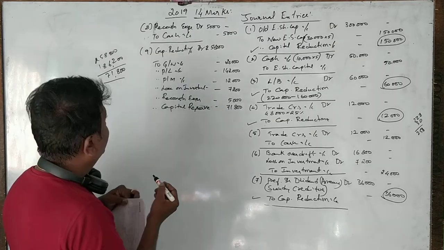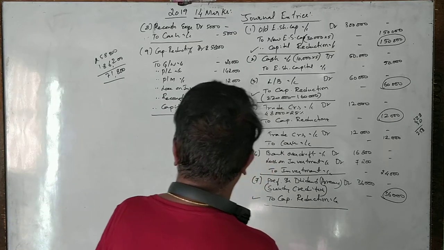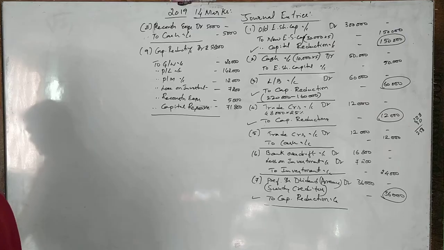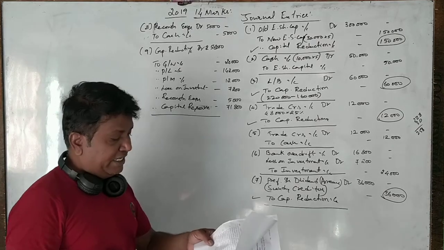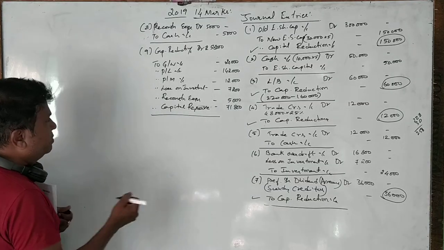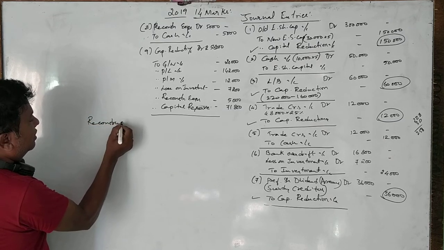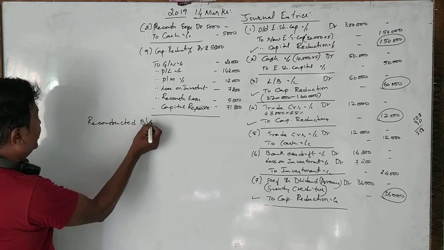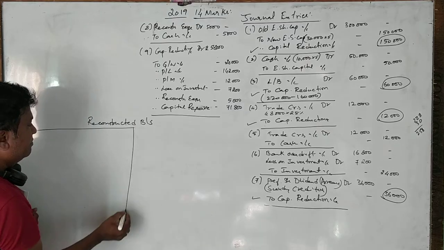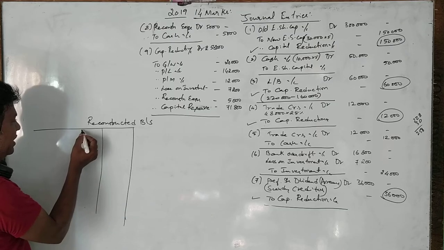Capital reserve. Okay, this is the last entry we need to pass. After this, what is the next step to show the balance sheet? We have to draw up the reconstructed balance sheet. When we prepare the reconstructed balance sheet, I am preparing it in vertical form, and I am showing it in a separate continuation. Okay.